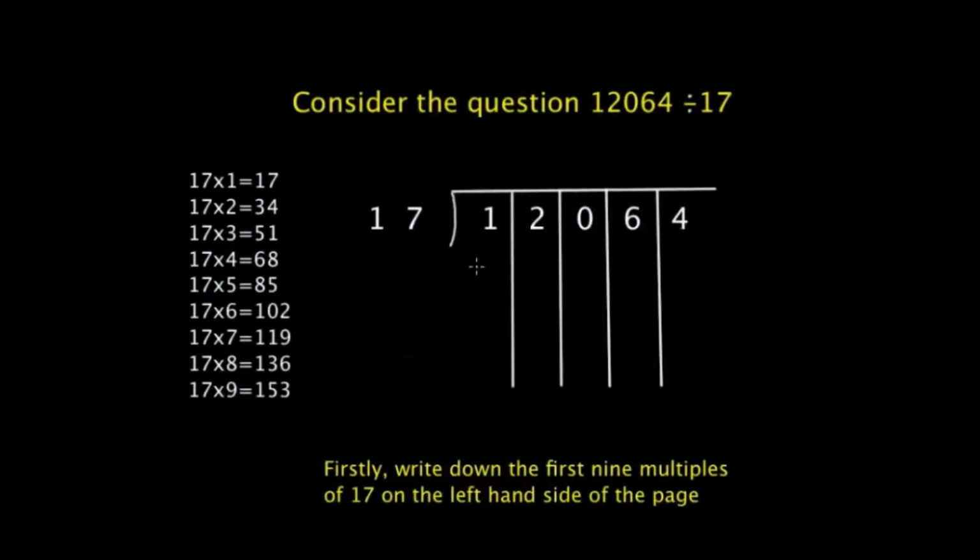Division is the opposite to multiplication. Multiplication is actually addition. So in fact, division is nothing more than subtraction. To help you with the division, the secret to success is to write down the first 9 multiples of the divisor. The divisor in this case is 17, and you'll notice on the left hand side we've written down the first 9 multiples of 17.